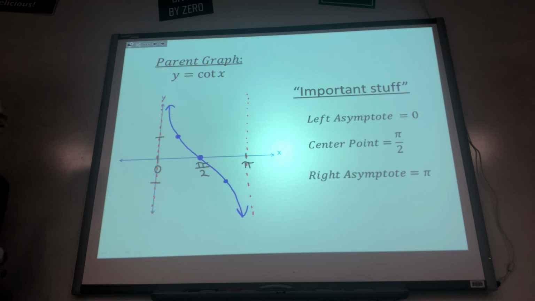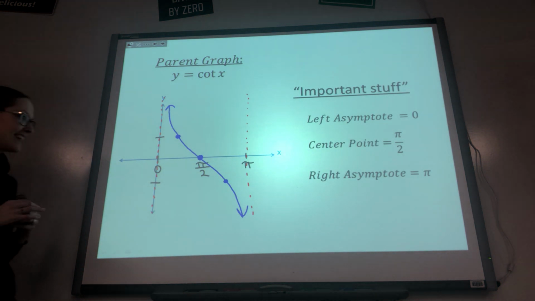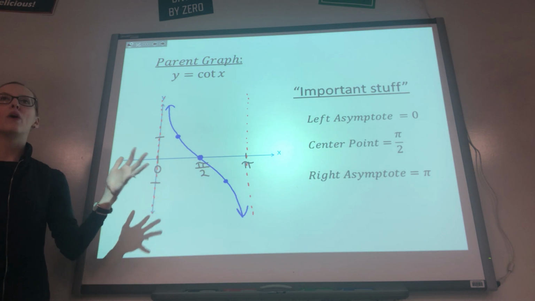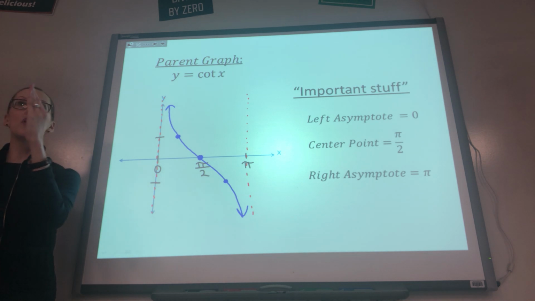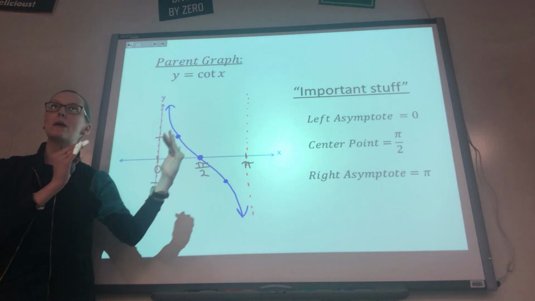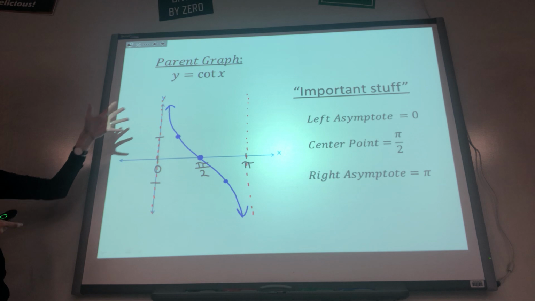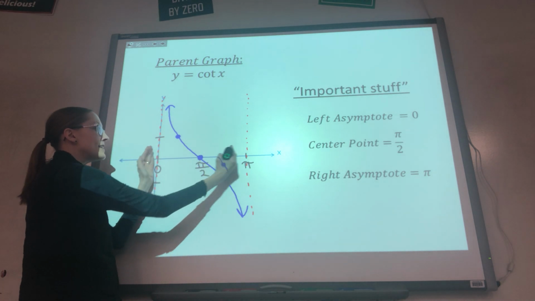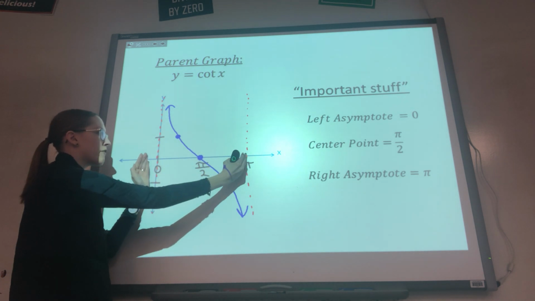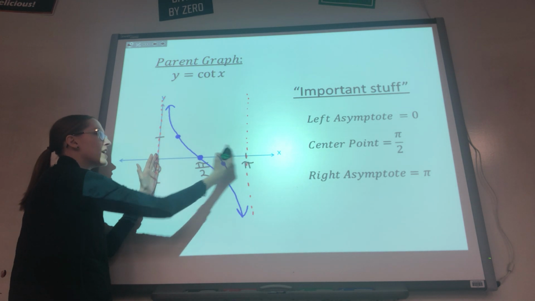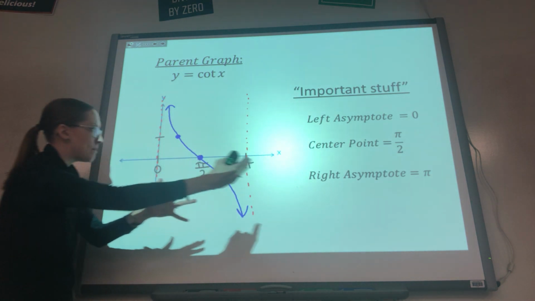Now, that was a good segue. Speaking of period for just a second, does anybody remember with the parent graphs for sine and cosine, how long did those go until they started to repeat? 2 pi. Well, take a look at tangent and cotangent. These graphs, and it's a little bit easier to see it on the cotangent graph, only go a length of pi before they start to repeat.